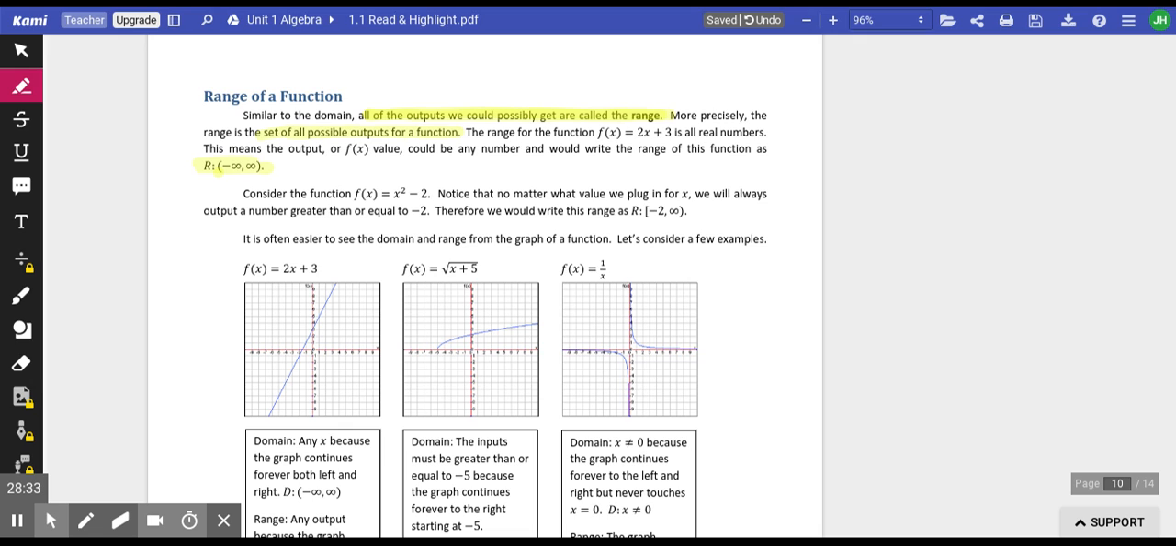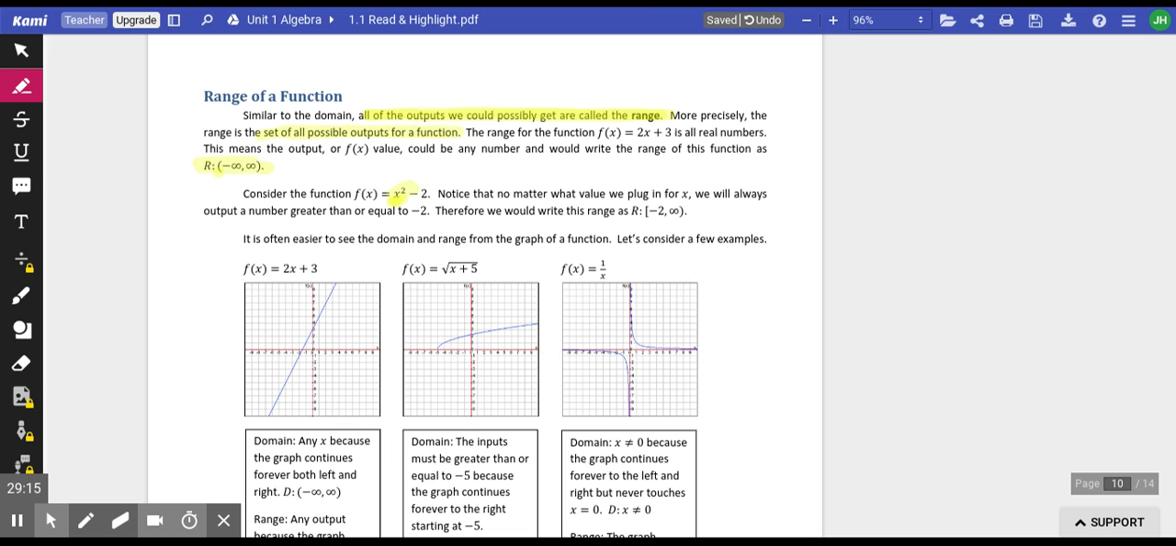Consider the function f of x equals x squared minus 2. Notice that no matter what value we plug in for x, we always have an output, a number greater than or equal to negative 2. Why is that? Well, when you square a number, it doesn't matter what it is, you're going to get a positive number. For example, 2 squared, or 2 times 2, is 4. 3 squared, or 3 times 3, is 9. What's negative 2 squared? Negative 2 times negative 2 is positive 4. Negative 3 times negative 3 is positive 9. So anytime we square something, we can't get a negative number.